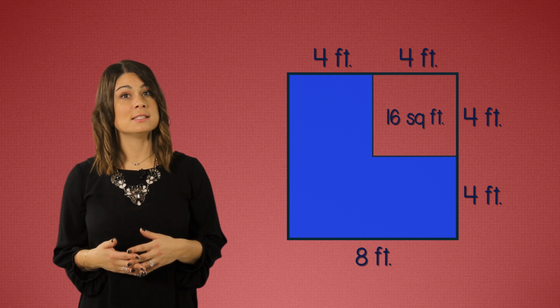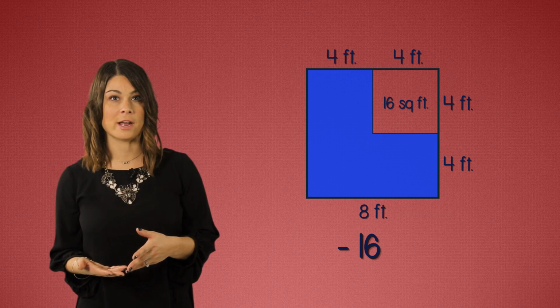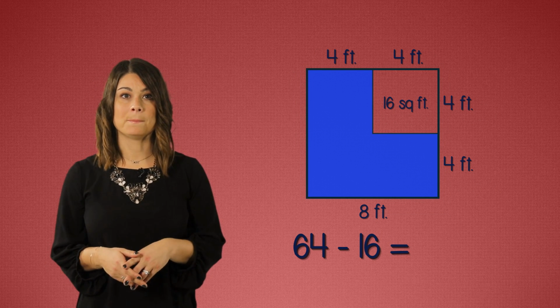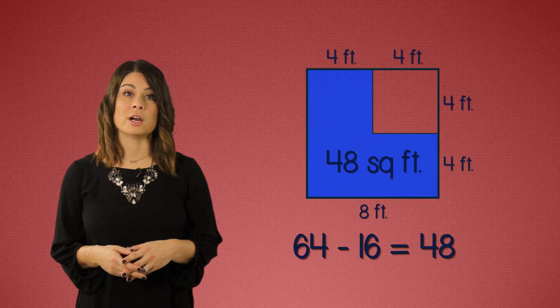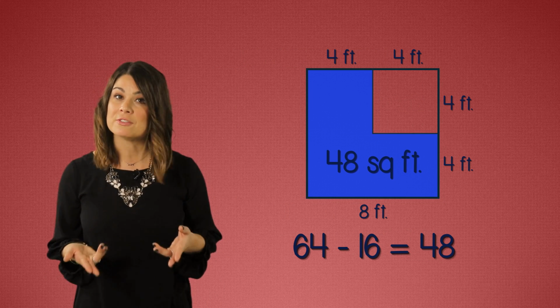Remember, we are trying to subtract the smaller, unshaded rectangle, 16 square feet, from the larger rectangle, 64 square feet. Great work! You just found the area of this shape using 2 different methods.